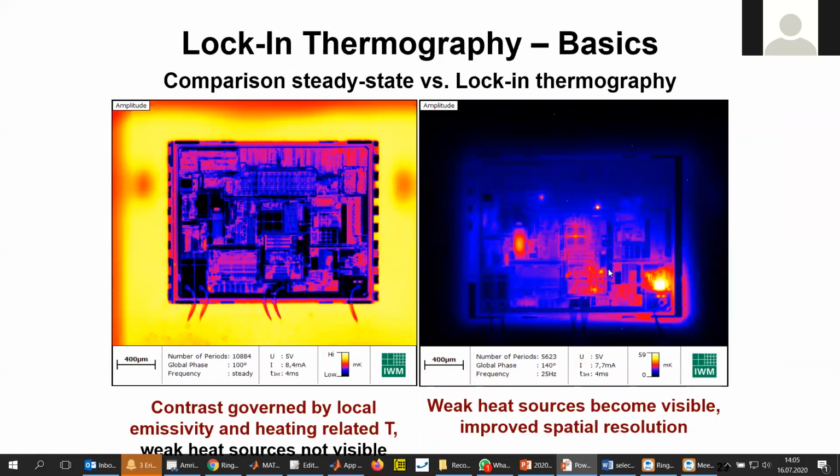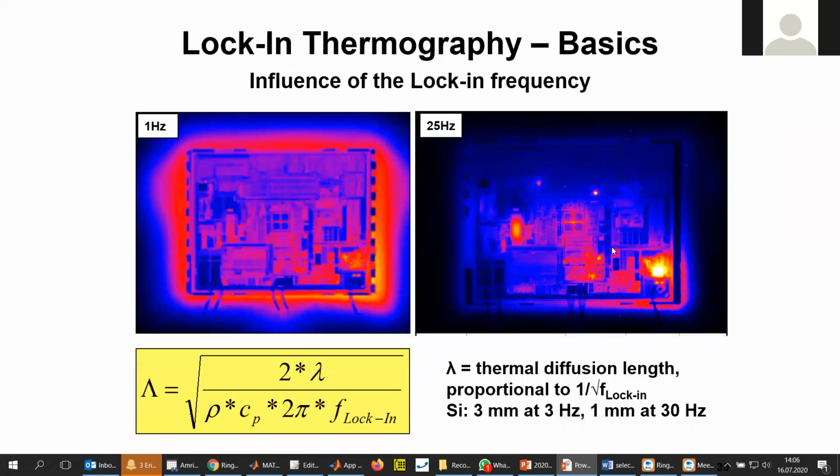And in lock-in thermography, we can even detect small and weak hotspots with an improved lateral resolution. I've mentioned that in lock-in thermography, we inject the thermal signal, which is basically at the beginning the electrical signal, into the sample at a fixed rate. And this rate is important to the outcome.